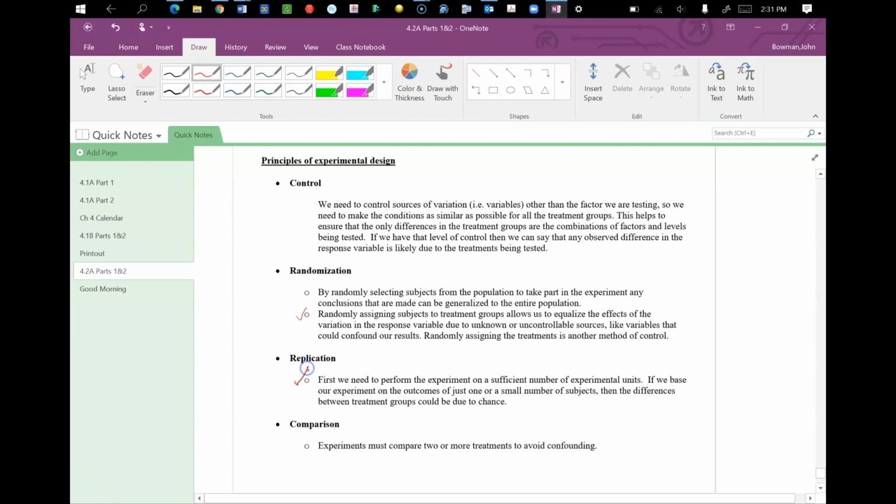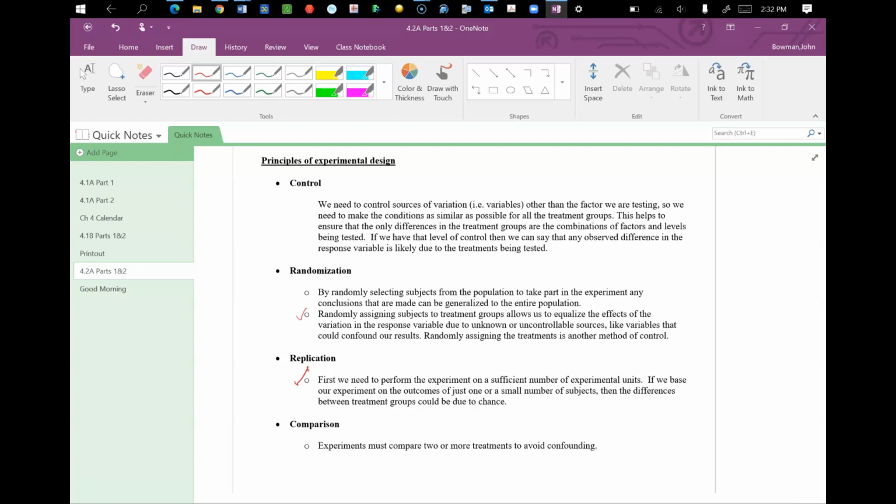Replication, another very important aspect of experimental design, and it basically is pretty simple. It's kind of like taking a sample. If we wanted to infer something about an entire population, we wouldn't take a sample of one. We probably wouldn't even take a sample of two and measure those two subjects and say, well, this must apply to the entire population. We would want a larger sample to be more confident in our conclusions.